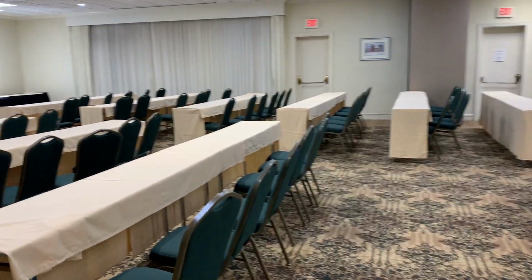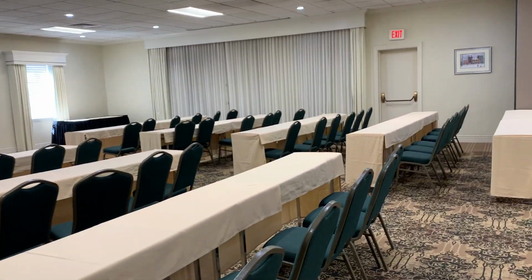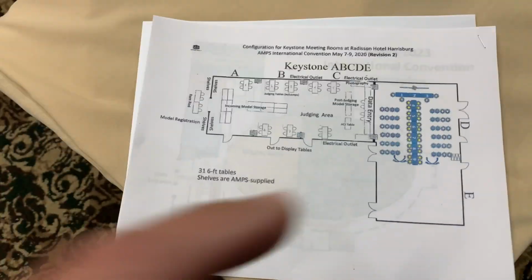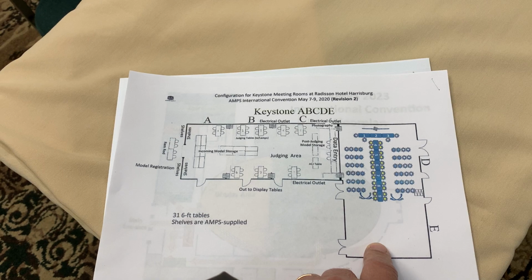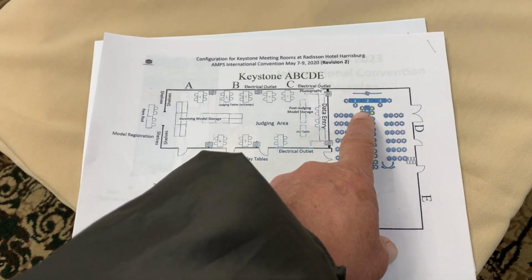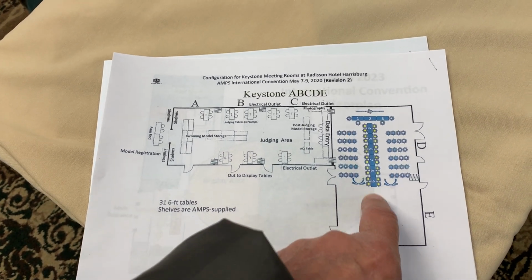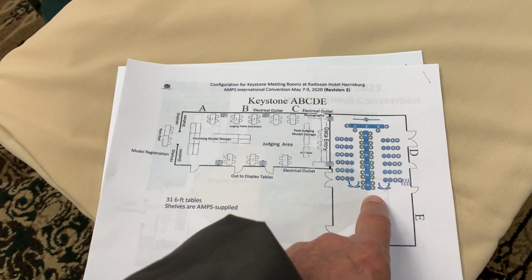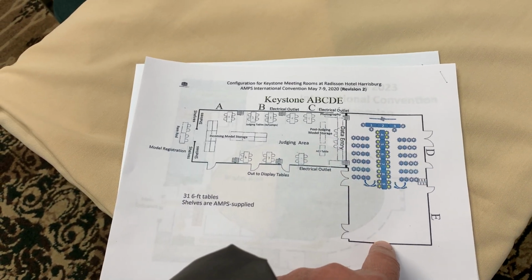Okay, now I'm walking in, and this is all of Keystone D. According to the diagram you gave me, which I've got right here, you can see Keystone D is right here and Keystone E is here. What we're showing here is that these tables are going to go into Keystone E. So it's going to be a little longer, so we can't really close this off. We're going to need Keystone D and E together.